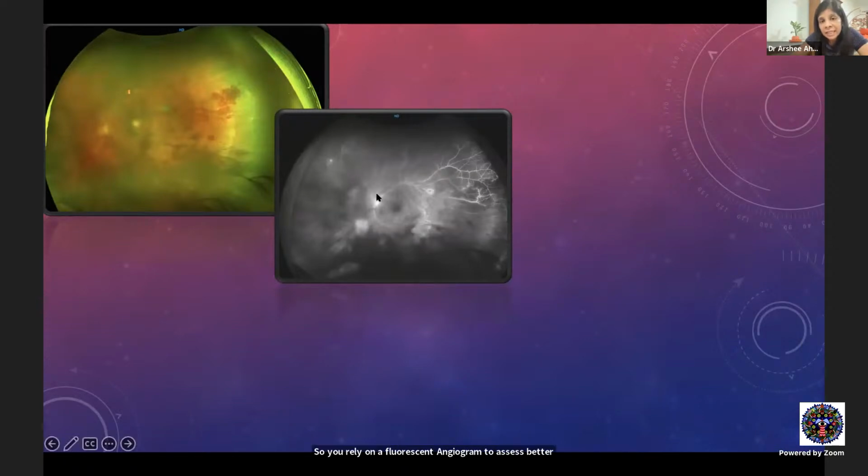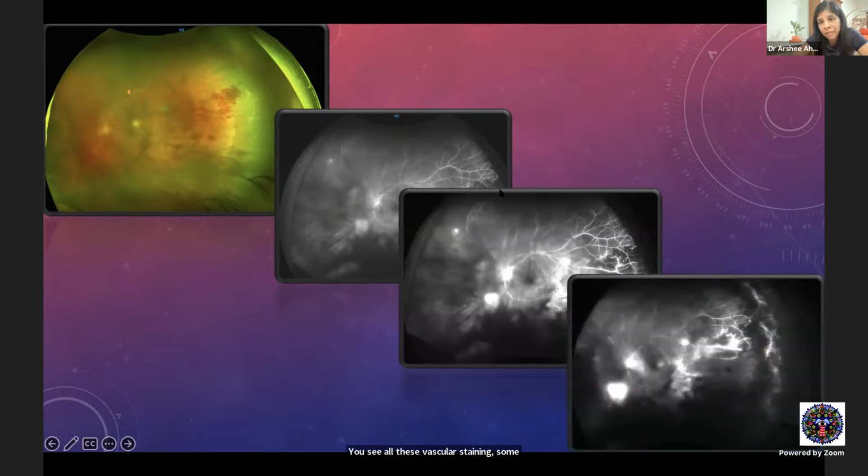So here we see, this is the early phase. You see some early leakage beginning at the disc. You see some more spots of leakage developing. You see all these vascular staining, some non-perfusion areas as well. So as the angiogram progresses, you can clearly identify the leaking new vessels on the disc and elsewhere. So this patient had both NVD and NVE, and you also see these peripheral CNP areas.